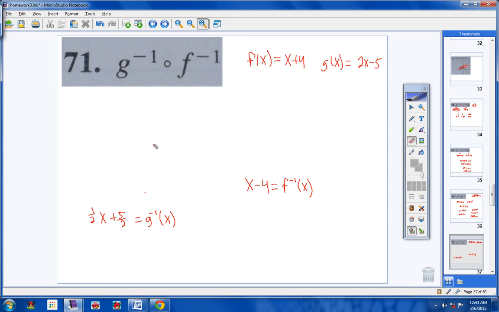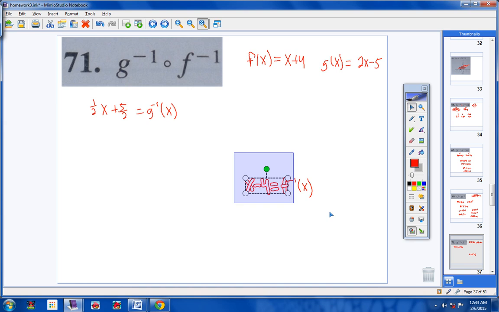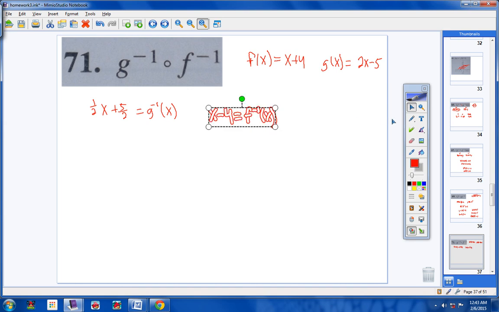Okay. Now they want us to take the composition of those two functions. See that circle right there? This little circle right here means composition. So they want us to take g inverse of f inverse. So we start off with our g function first, and everywhere there's an x, we put a parentheses. So 1 half parentheses plus 5 halves. And then we pick up our f inverse and put it over here. So we put x minus 4.